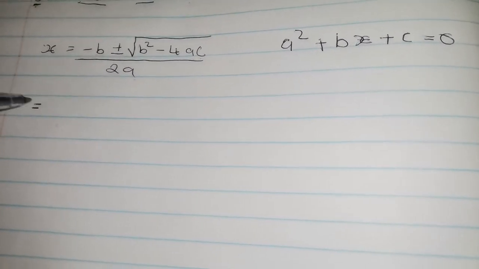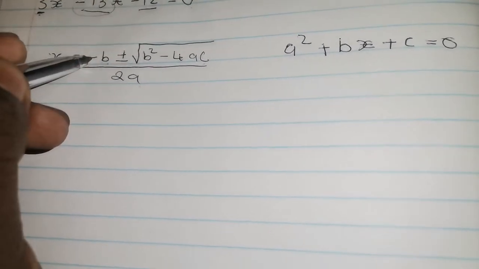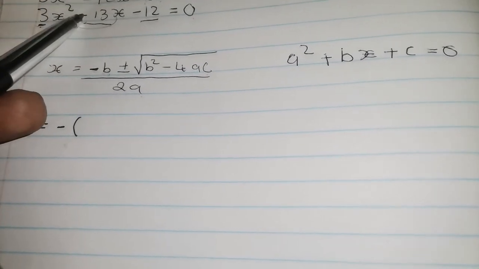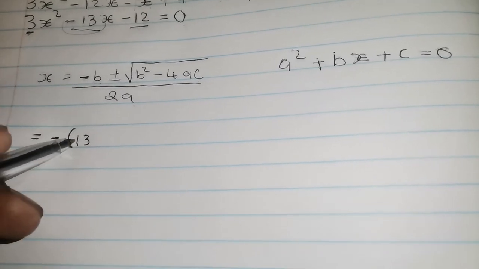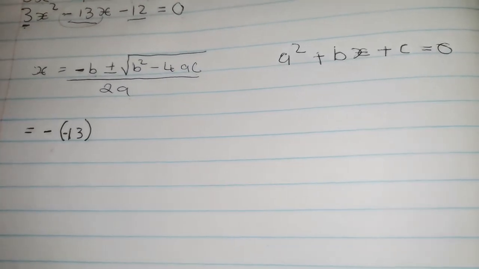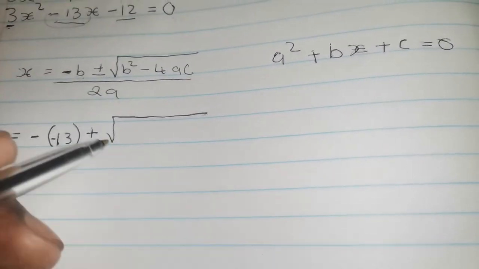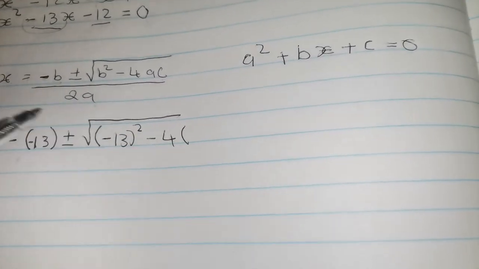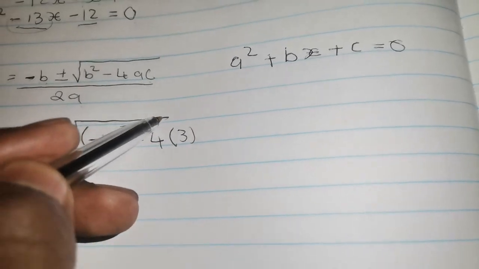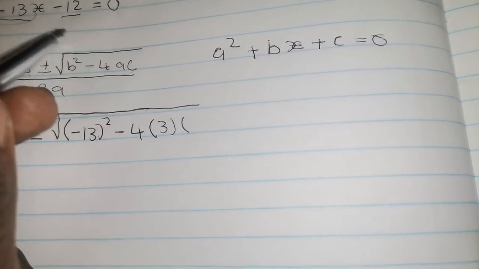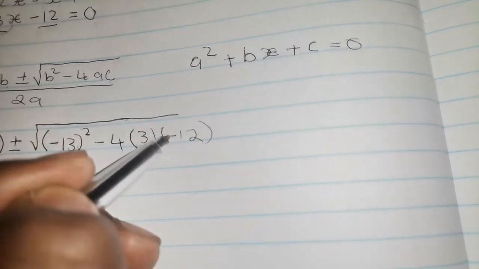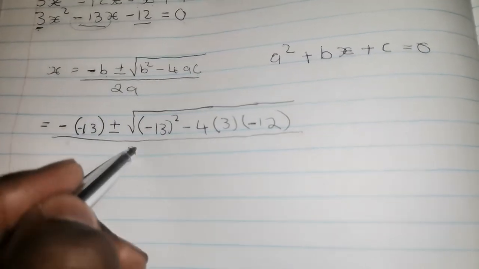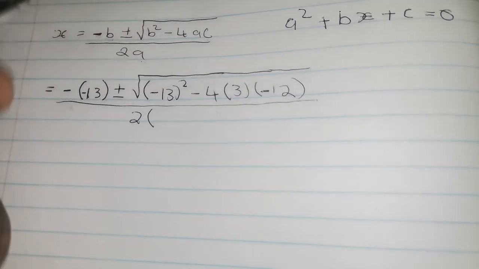Let's just start. b is negative 13. Again, negative b, you put it on the other side and open a bracket, then negative 13 inside the bracket, negative of negative 13, close bracket, plus or minus the square root of b, it's negative 13 squared minus 4, times a, it's 3, then c, our c, it's negative 12, then you close the bracket. All of this we are going to divide by 2 multiplied by our a, it's 3.